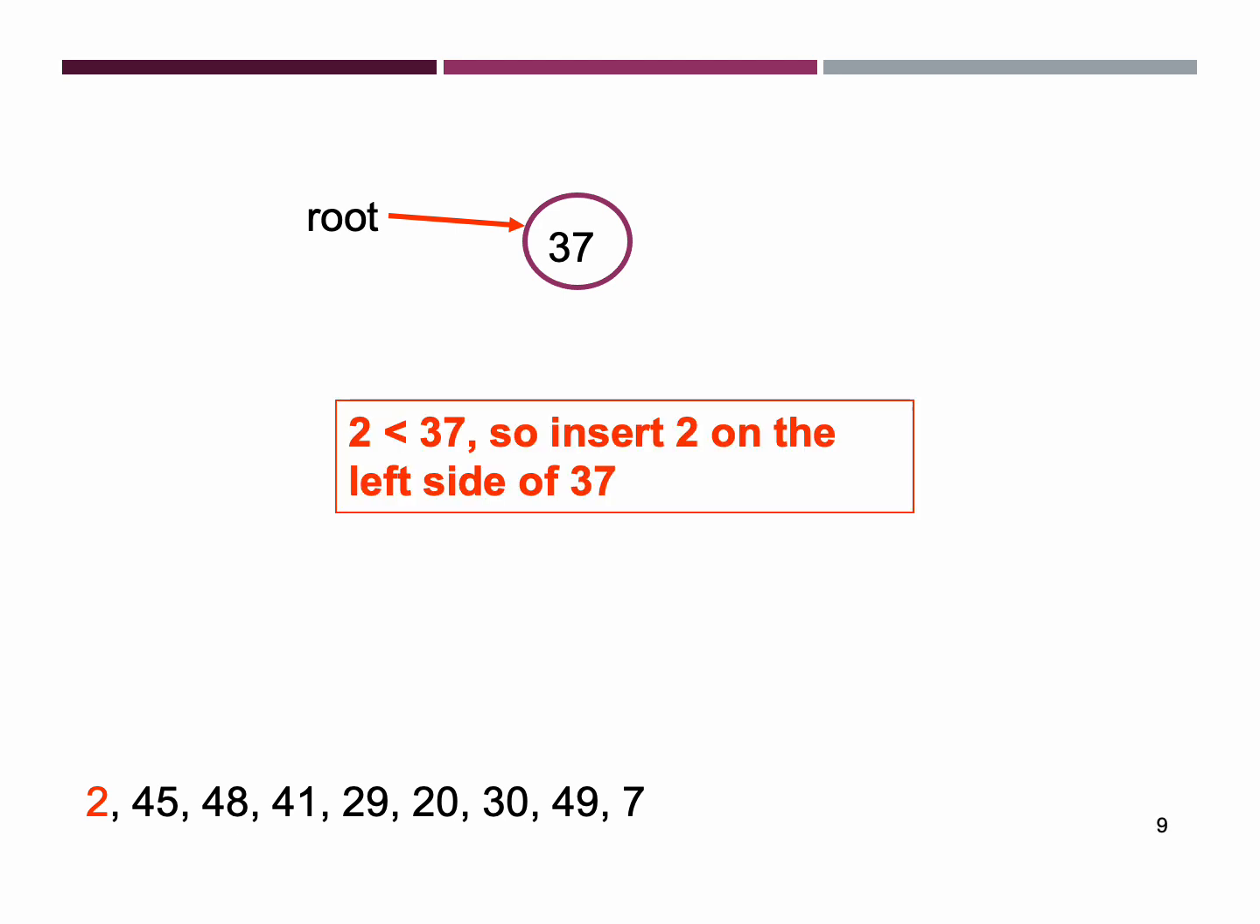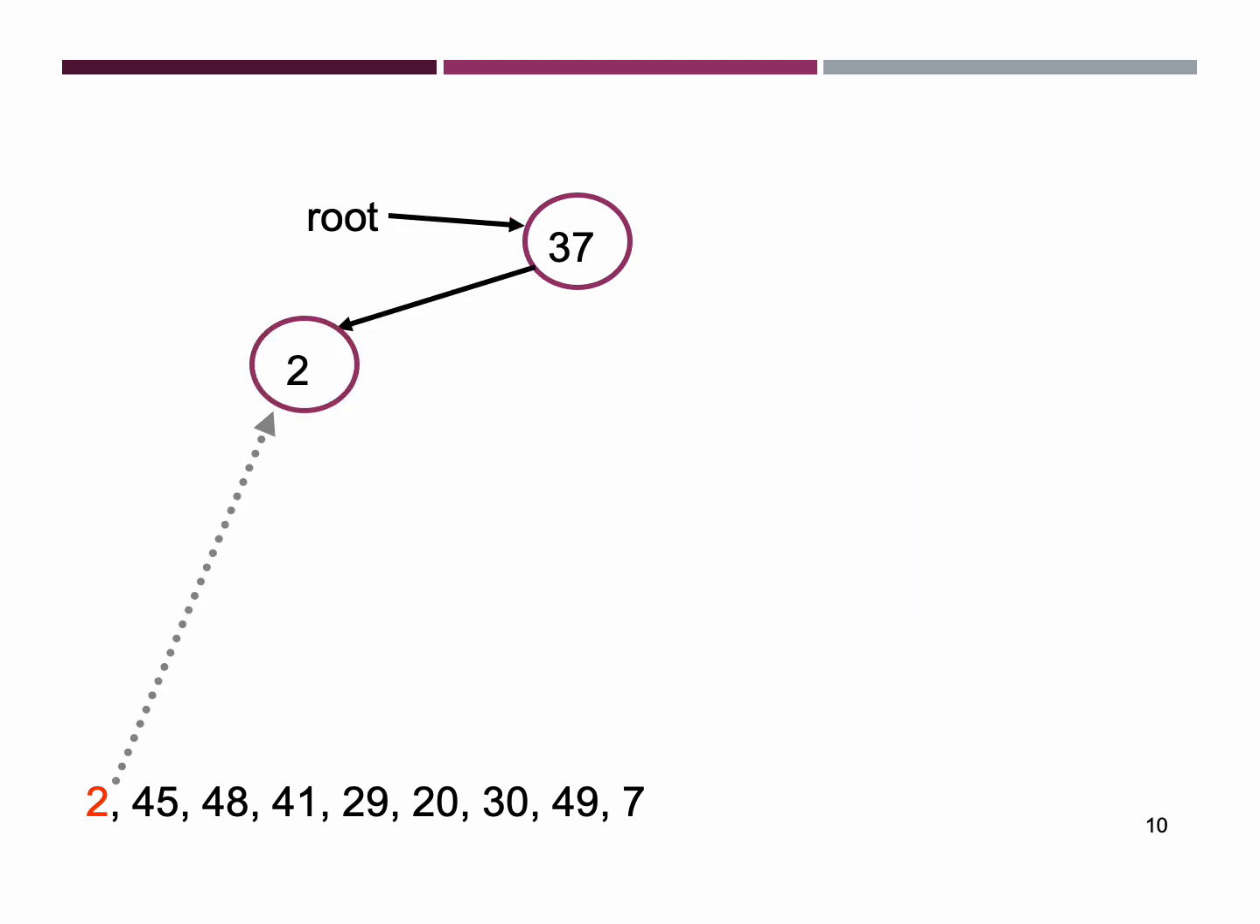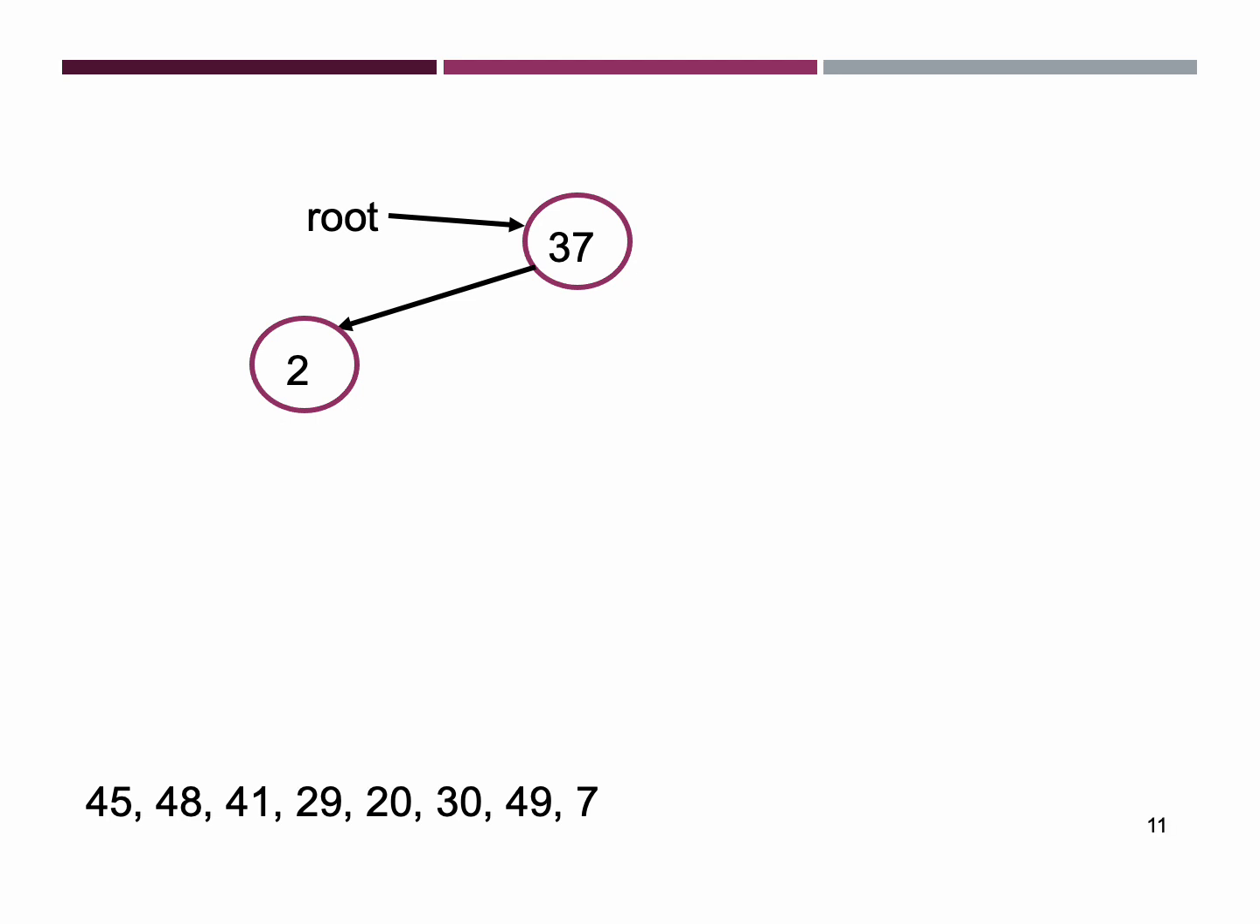Now for the second one, we want to insert 2. We'll check if 2 is less than 37, then it will insert 2 on the left side of 37 as per the requirement. So then we are inserting it on the left. 37 is the parent of 2, and root is the parent of 37.